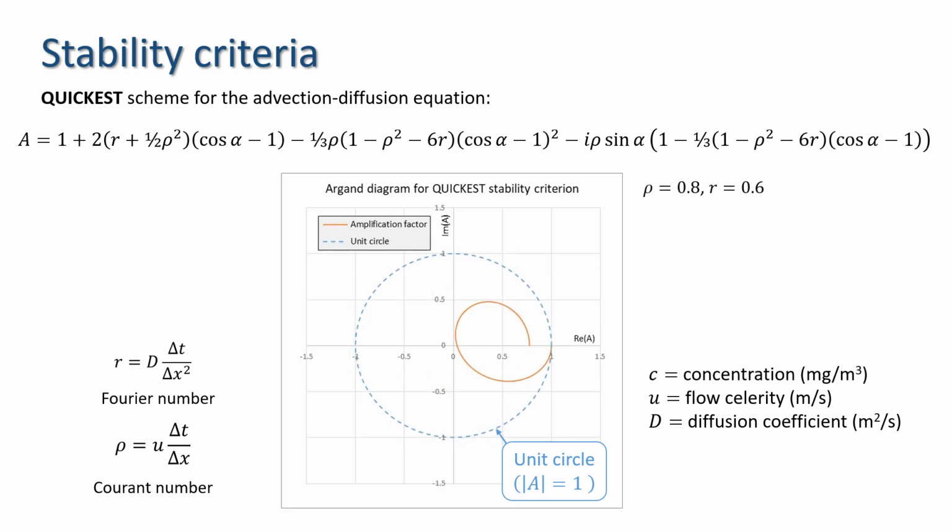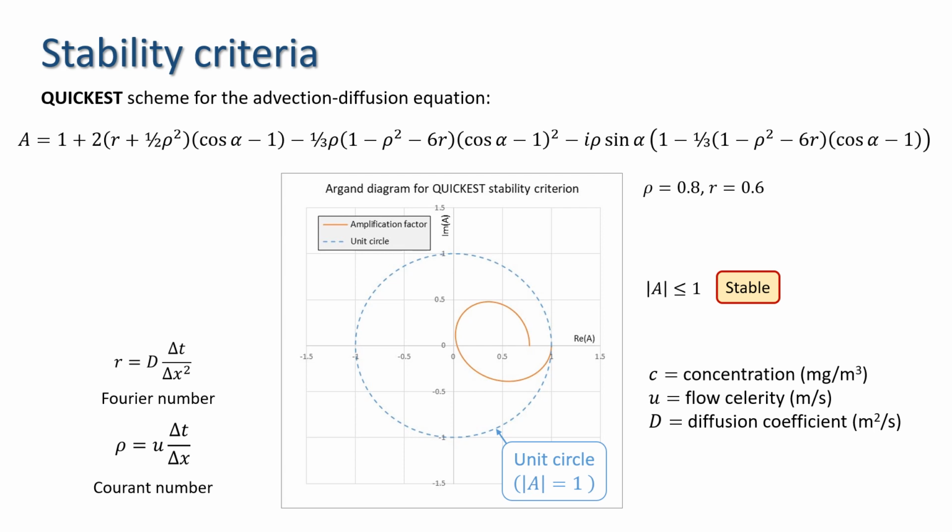However, it's not as straightforward as simply requiring r is less than 0.5. Here we have the case ρ equals 0.8 and r equals 0.6, by way of illustration of another stable combination. It should be clear from this that if we're going to use this scheme, we need to choose ρ and r carefully. Using a spreadsheet to plot the Argand diagram can be a useful way to do this.